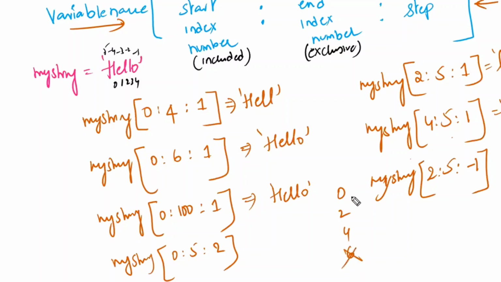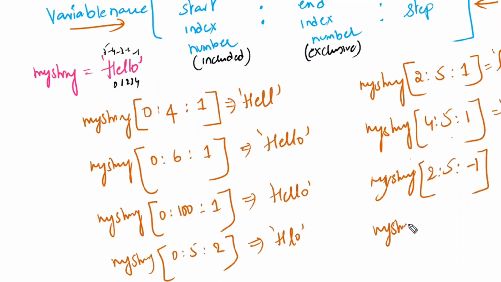Up to 4, because 5 itself is not included, so how will 6 be included? So in the 0, what is there? H. In 2, what is there? L. In 4, what is there? O. The output of this is going to be HLO. Got the point? Now, next example.